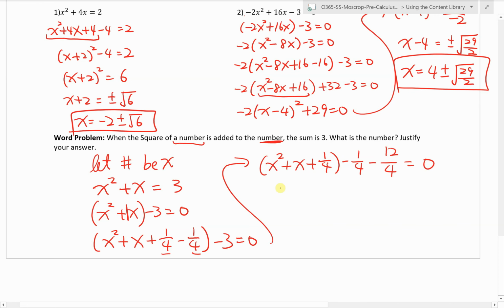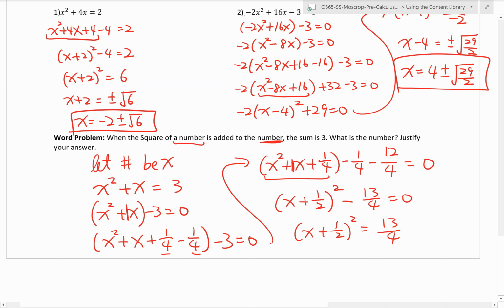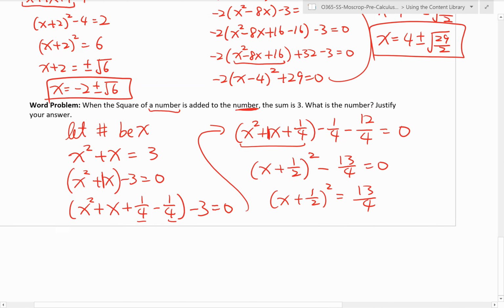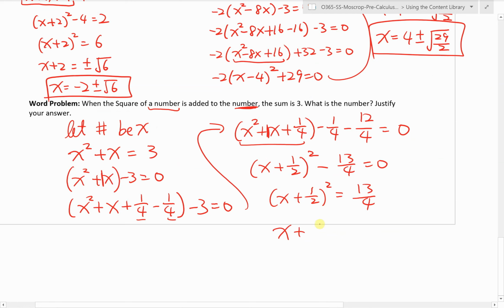Okay, now I can factor this. Again, this is a perfect square. That is simply x plus 1/2 squared. Again, this is always half of the coefficient right here. Now if I combine these two terms, I get negative 13 over 4 equal to 0. Now again, I can isolate this square term. So x plus 1/2 squared is equal to 13 over 4 if we move the negative 13 over 4 to the right. Now I can square root both sides. So x plus 1/2 is equal to plus minus square root of 13 over 4.